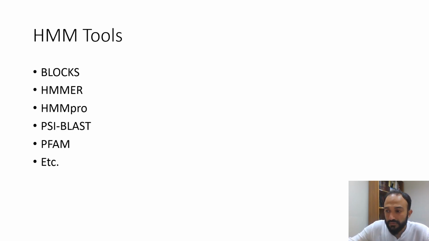There are a lot of tools available online which you can use for analyzing your question of interest. For example, here you can see BLOCKS, HMMER, HMMPro, SciBlast, and Pfam. Pfam is a protein domain predicting site, and so on. So there are a lot of different tools that use HMM models for predicting or answering their question of interest. I hope this whole lecture was clear to you.